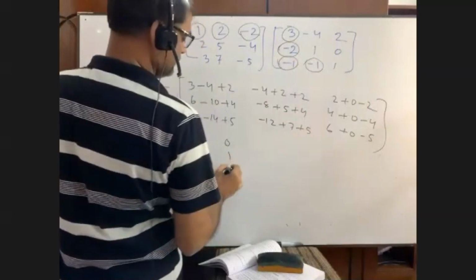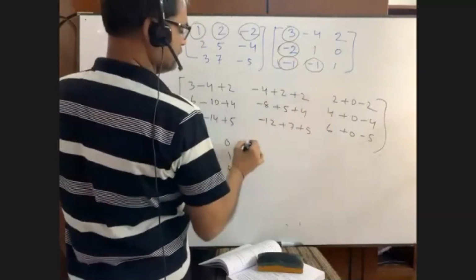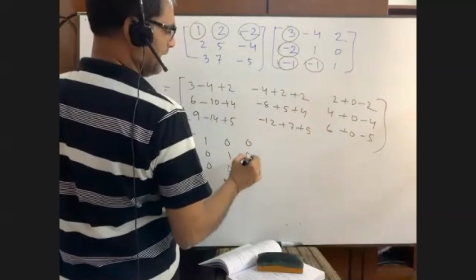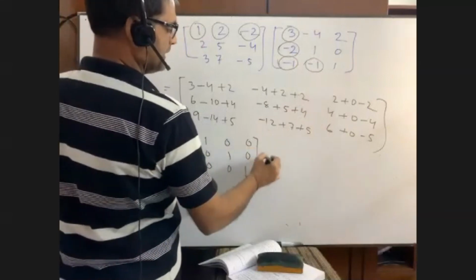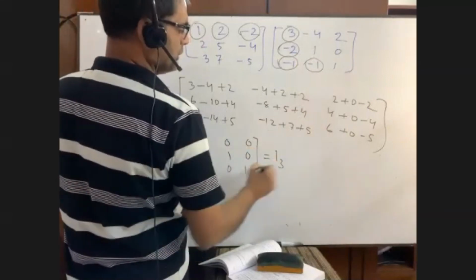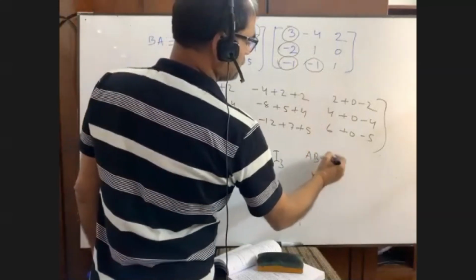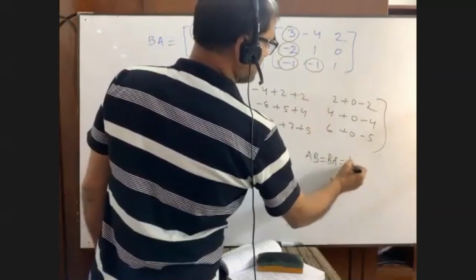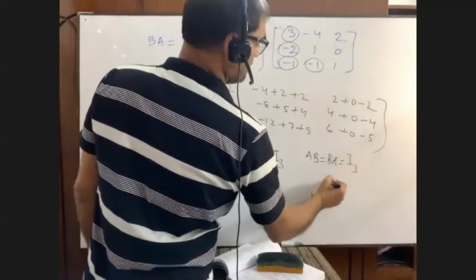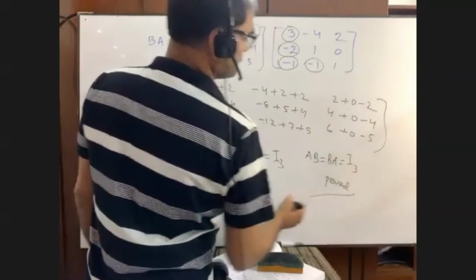Then it is 0 here. Now here it is 0. Here it is 0. And here it is 1. We are getting it is also I3. So we can come to conclude that AB equals to BA equals to I3. It is proved. Thank you very much that you are with me.